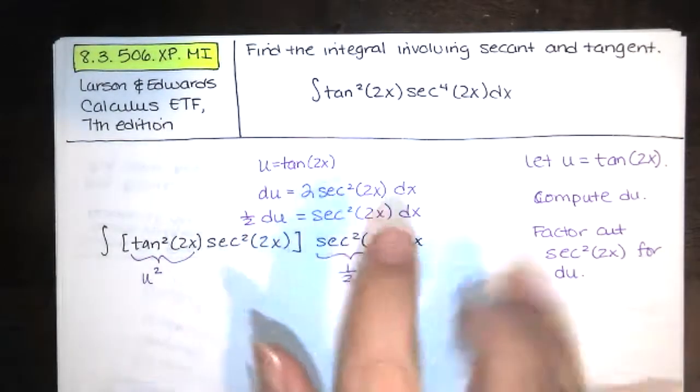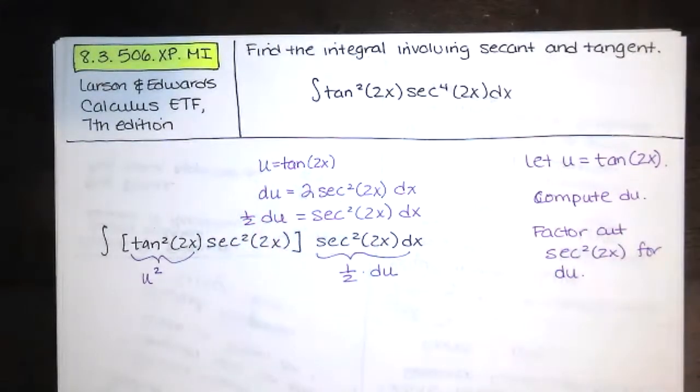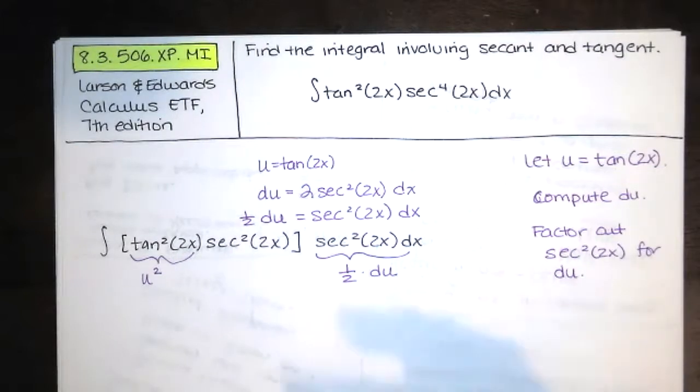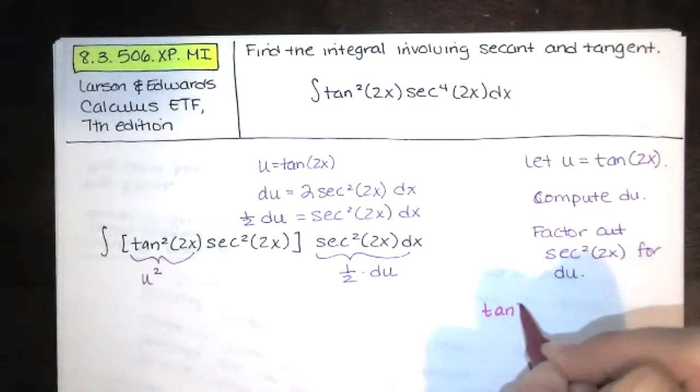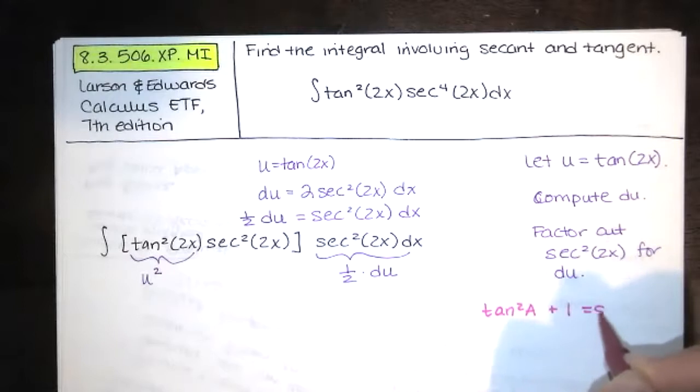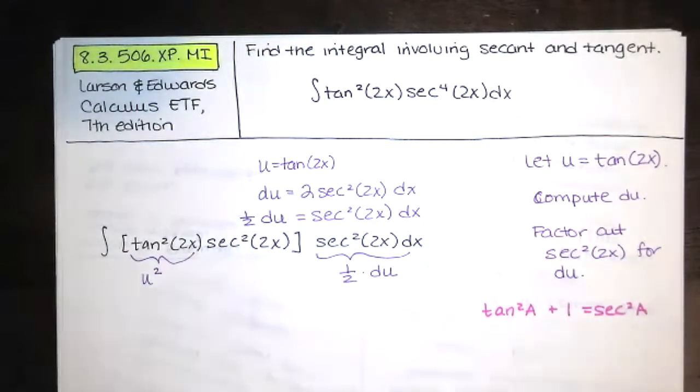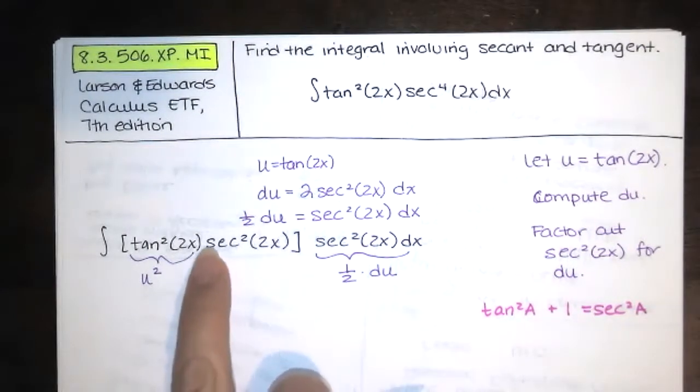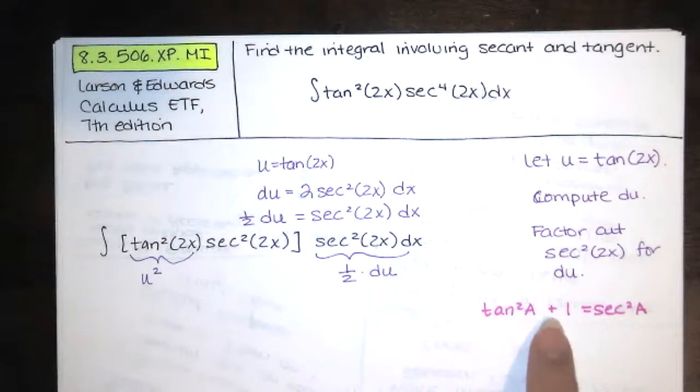Now, often when we're working with powers of tangent and secant, this identity comes up. If we take our Pythagorean identity for sine and cosine, sine squared of an angle plus cosine squared of an angle equals 1, and then we divide it by cosine squared, we get tangent squared of an angle plus 1 equals secant squared of the same angle. So this is the identity that we can use to write even powers of secant entirely in terms of tangent.